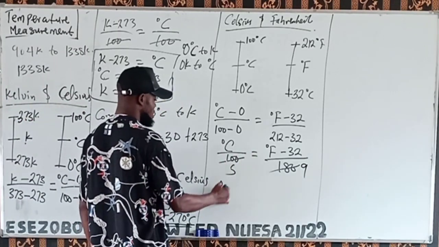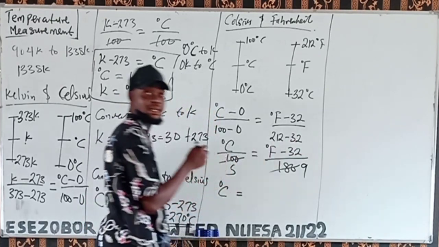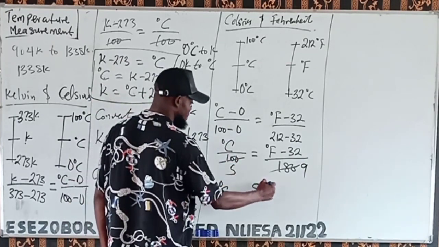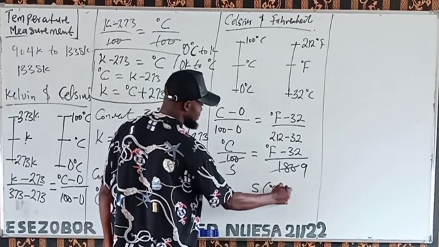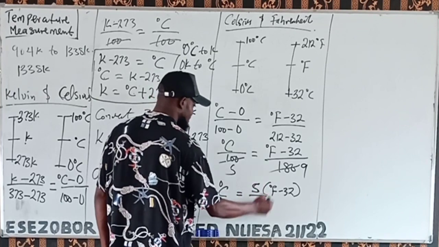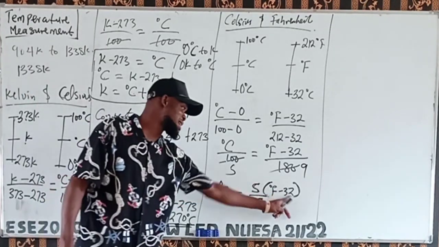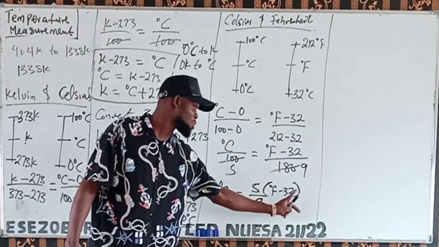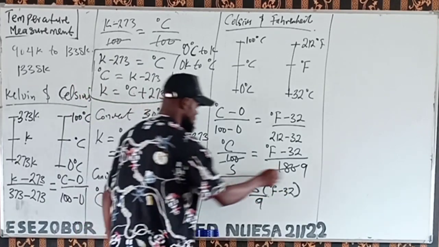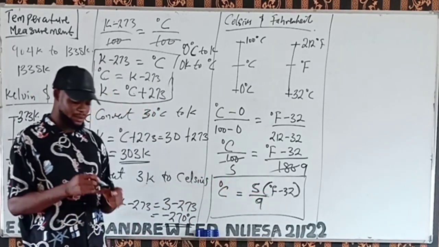We will have degrees Celsius equal to 5 times this. Remember, 5 multiplies everything here. So we will have 5 multiplying degree F minus 32, and I can just put it over 9. So that will be 5 over 9 bracket degree F minus 32. This bracket is very important. It means everything here is being multiplied, so this 5 is affecting this and this. That's what you take note of. So this is how to convert from degrees Fahrenheit to degrees Celsius.